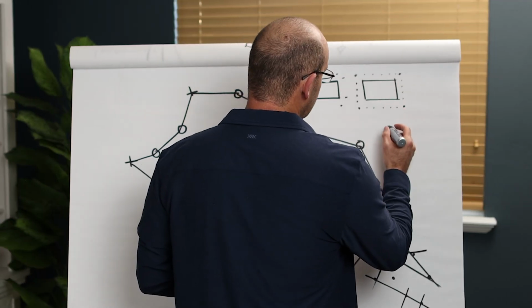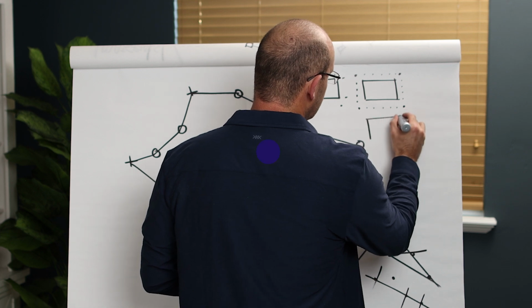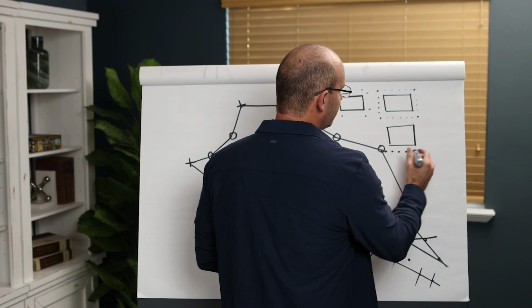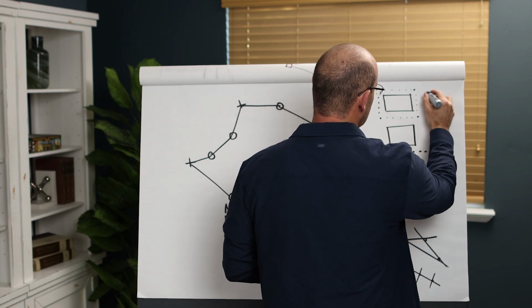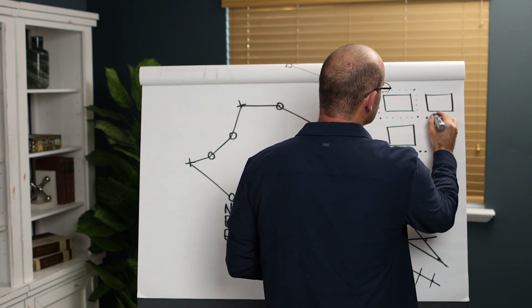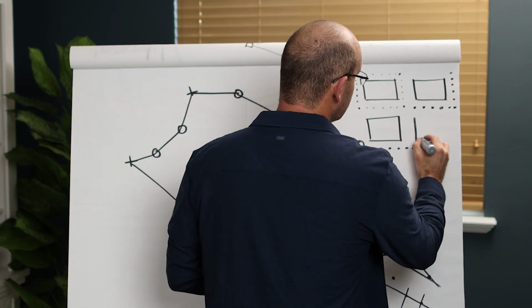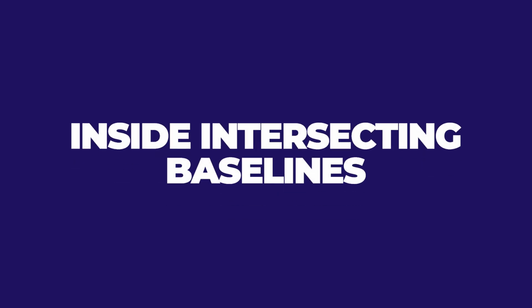The other thing you can do, which I really love, is you can do a single baseline and then turn 90s. It's not as good as if you have the situation, let me draw this one, where you have 2 outside intersecting baselines. That's a little bit better. My favorite, believe it or not, is inside intersecting baselines. And here's what I mean by that.